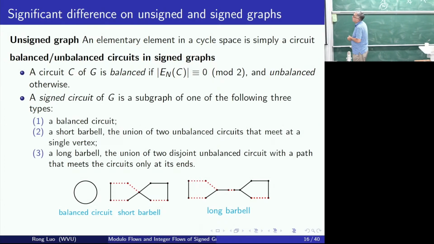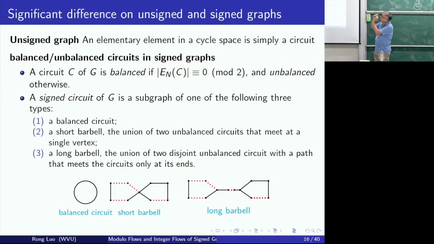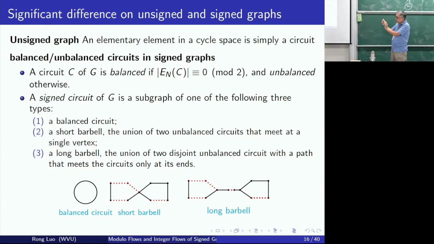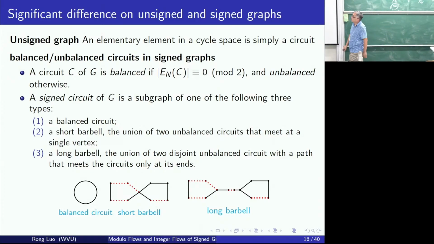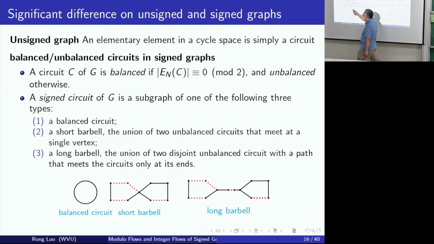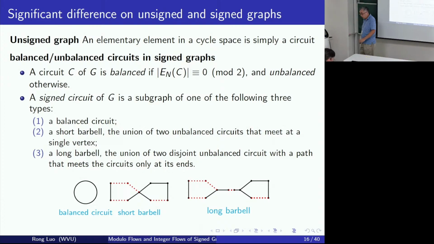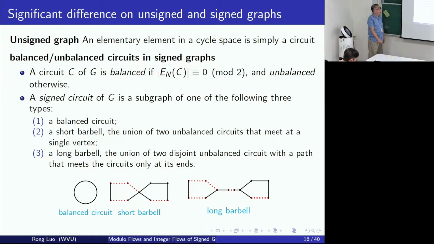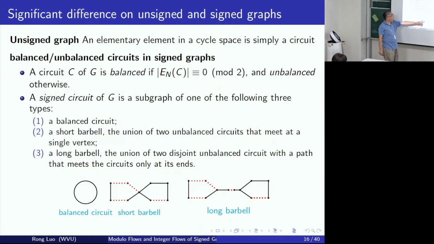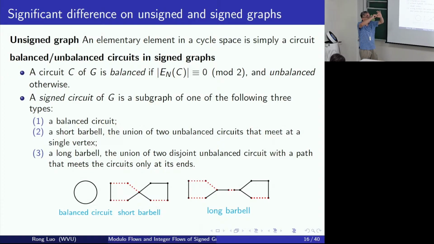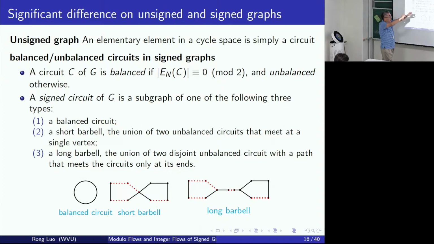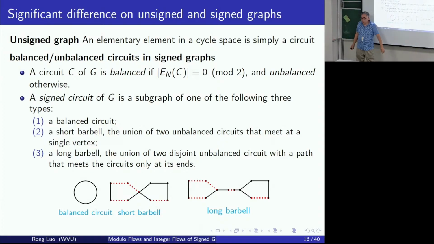So basically the minimal dependent set of a signed graph has 3 different elements. One is a balanced circuit, which is like a circuit where all the edges are positive. And we have 2 others. This one is called a short barbell. So what is a short barbell? We have 2 unbalanced circuits, so each of them has an odd number of negative edges. They share one vertex. So that's the one vertex here. They're called a short barbell.